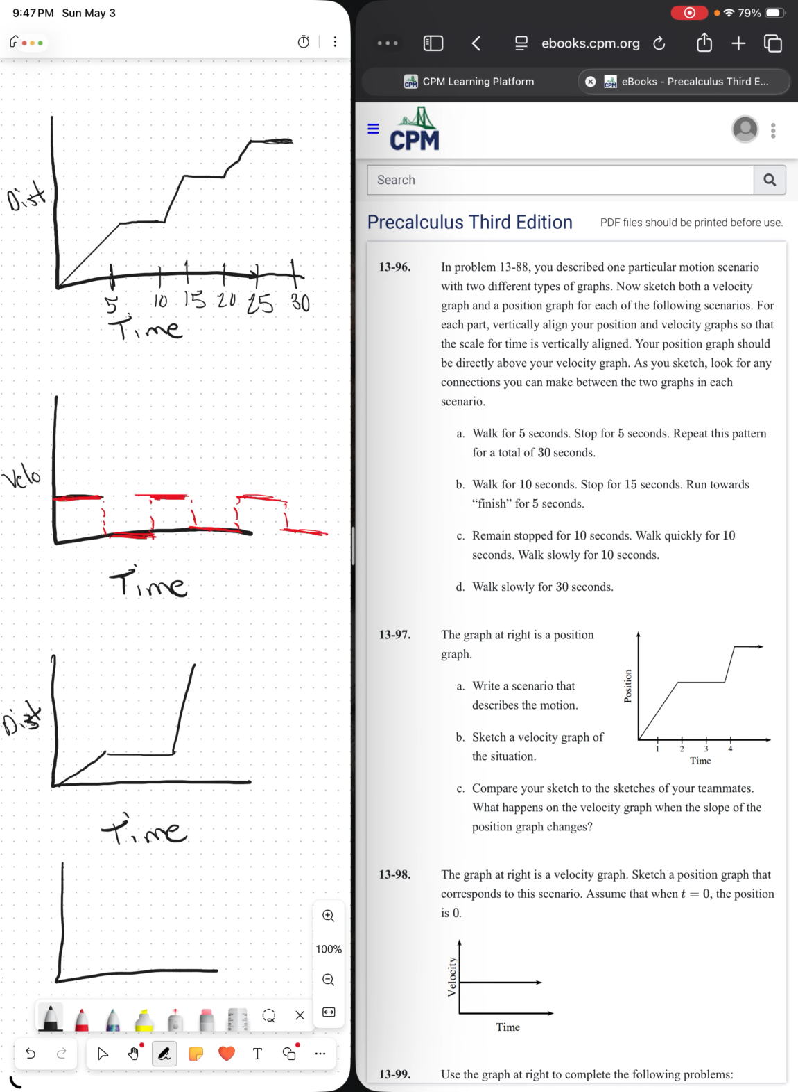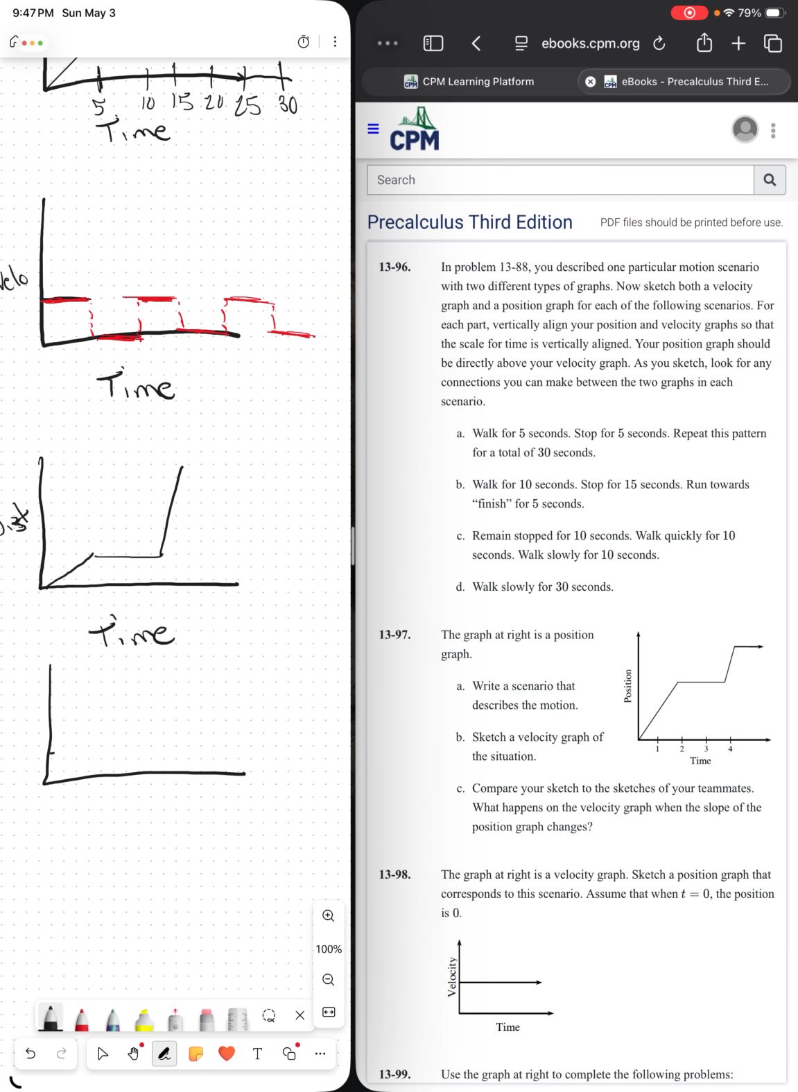Then our velocity graph, very similar. We'll have a walking velocity, a stopped velocity. Again, I can do this in red so you can see it. And then a running velocity. That velocity is going to be higher than the walking velocity. Okay, so I think you kind of get the idea there. Your distance has this slope increasing. Velocity, you just have a horizontal line at the velocity that you're walking or running at. There's no change in it.